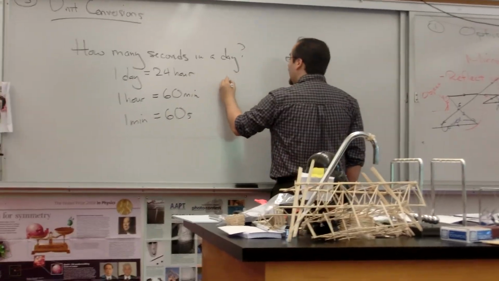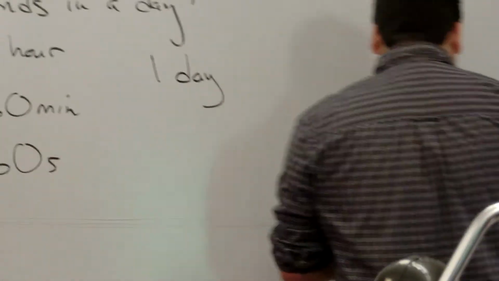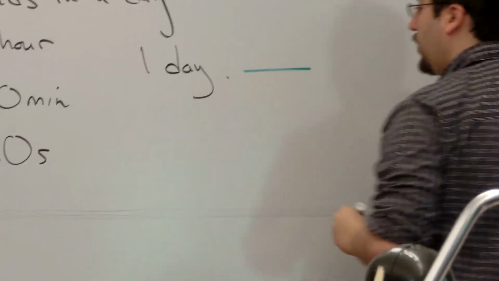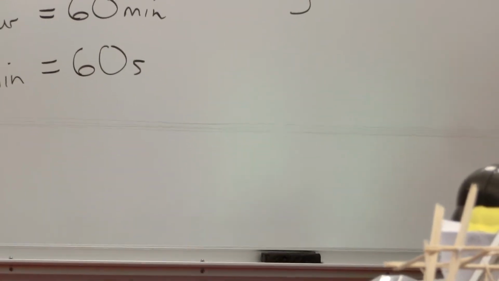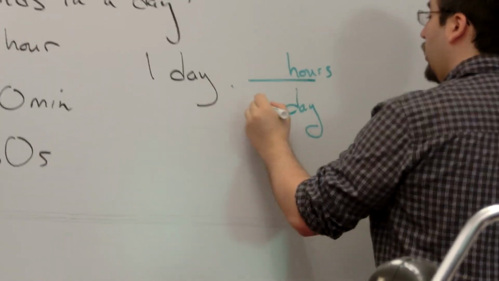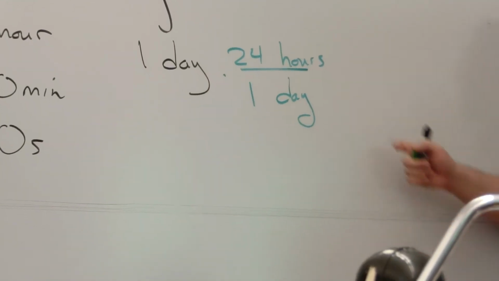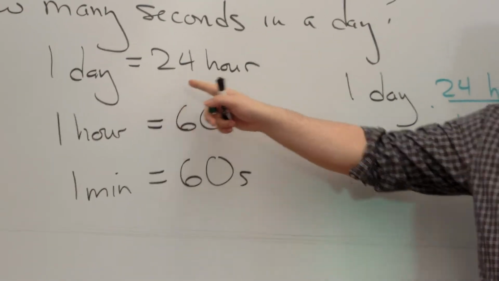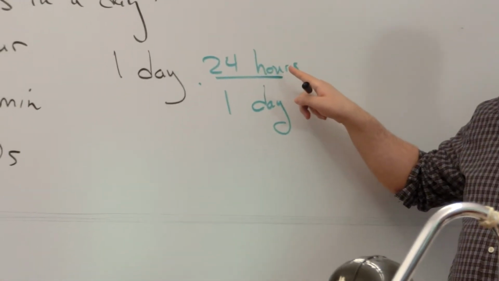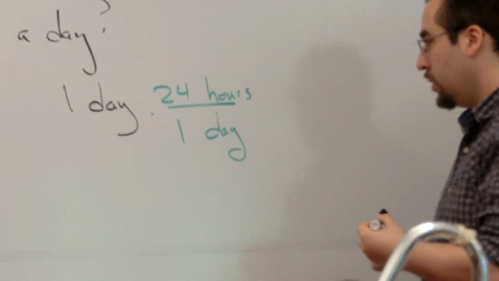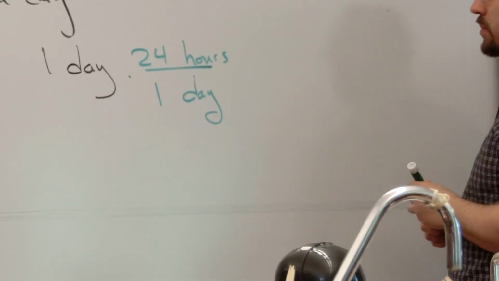If I have 1 day, what is the next unit I can convert to? Hours. So do I want day on the top or on the bottom? Bottom. Which means what's on top? Hours. 1 day, 24 hours. This is our conversion factor. We're taking this expression and saying that 1 day is 24 hours. These are the same thing, so this is overall equal to 1. It's not an equal sign, it's a dot, like a multiplication.